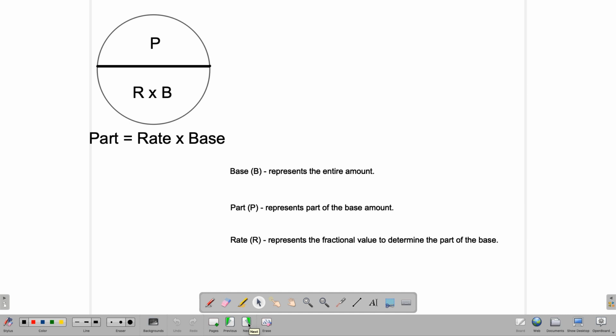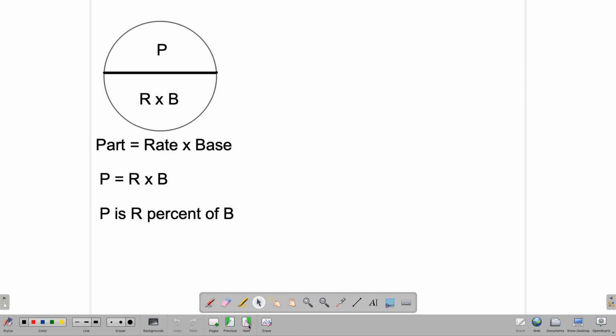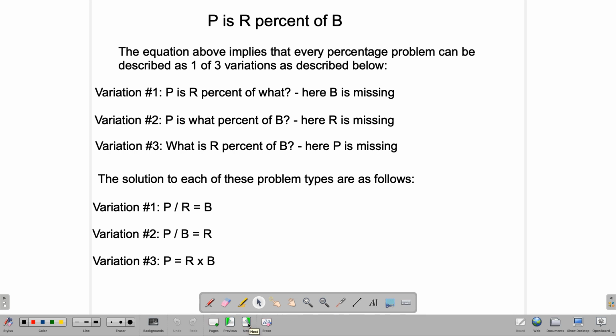So base, when we're dealing with a problem, usually represents the entire amount. P, the part, represents the part of the base amount. And the rate represents a fractional value that determines the part of the base. Part equals rate times base can be rewritten as P equals R times B. And this equation can also be rewritten as P is R percent of B.